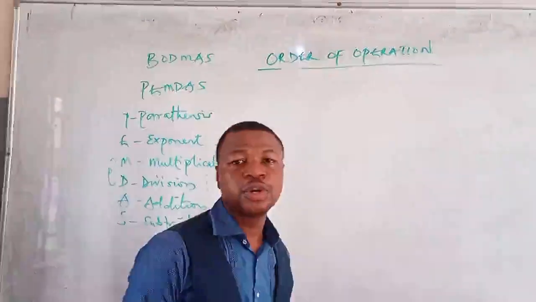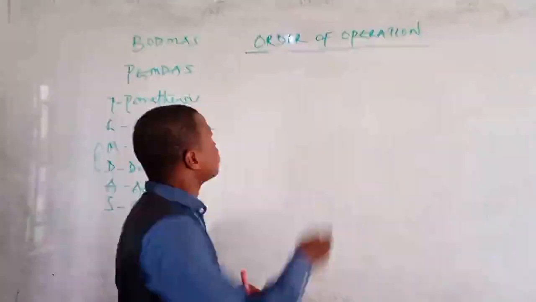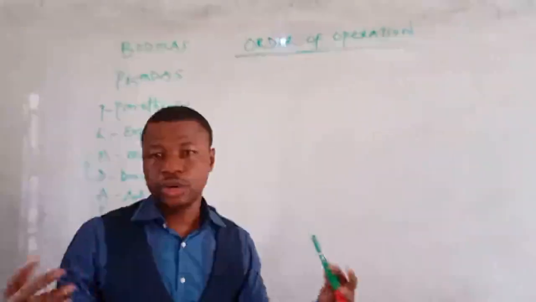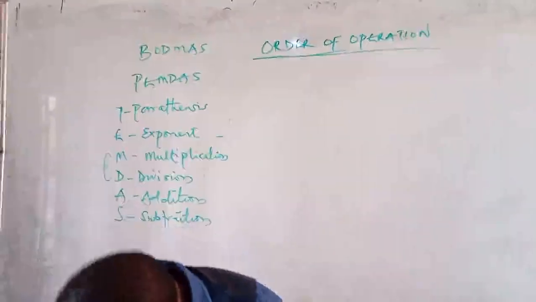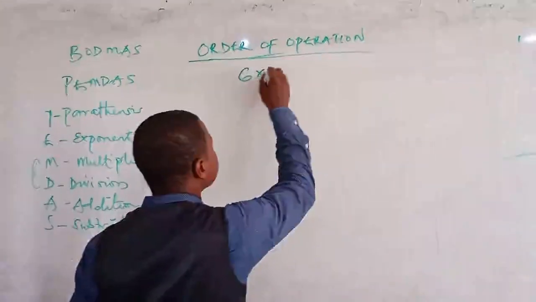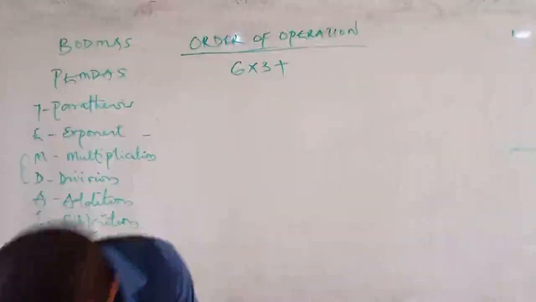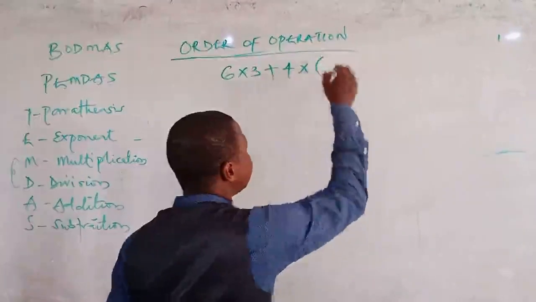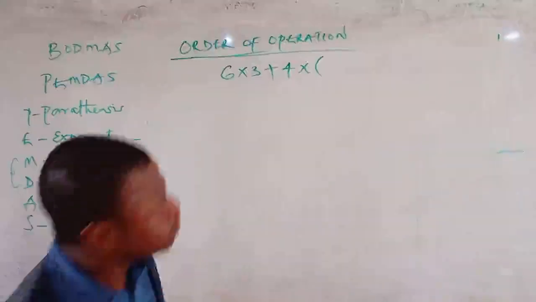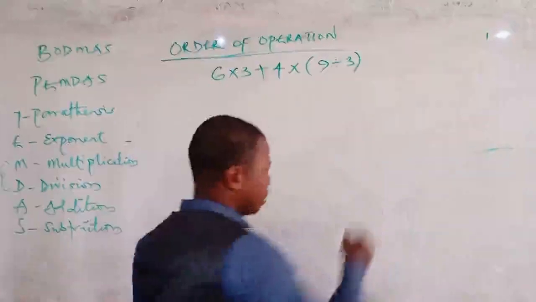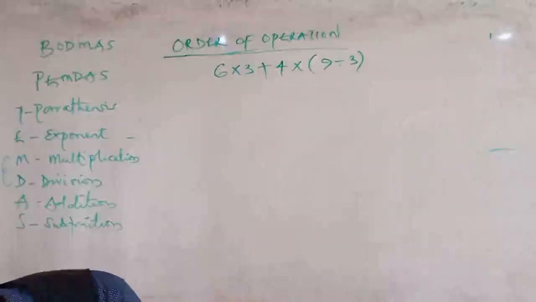So following the rule that we already have, we need to solve some expressions and see how to apply this rule in other questions. So let's attempt 6 multiplied by 3 plus 4 multiplied by bracket 9 divided by 3.